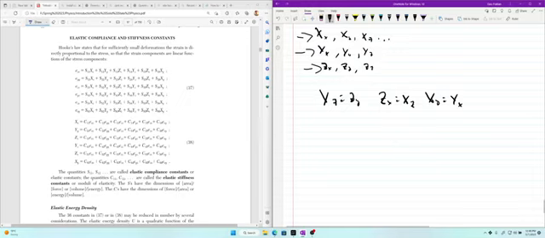So elastic compliance and stiffness constants. Hooke's law states that for sufficiently small deformations, the strain is directly proportional to the stress. So the strain components are linear functions of the stress components.